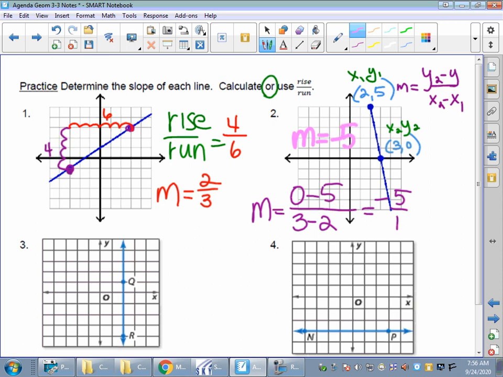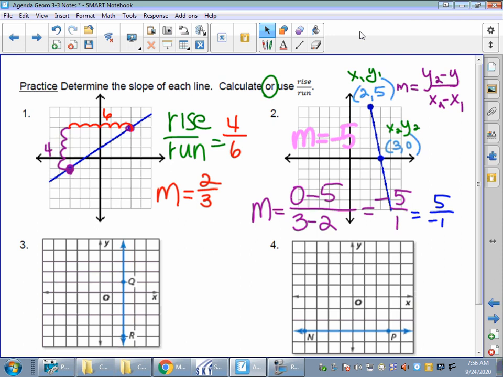If it was 5 over negative 1, if you did it in the other order, remember, it's the same thing. If you divided that out on your calculator, you'd get negative 5. Anything over 1, you can put the negative on the top, the bottom, or out in front. It's all a negative value. It makes sense that it's negative, right? Because that line is sloping downward, whereas in problem number 1, the line was sloping upward.